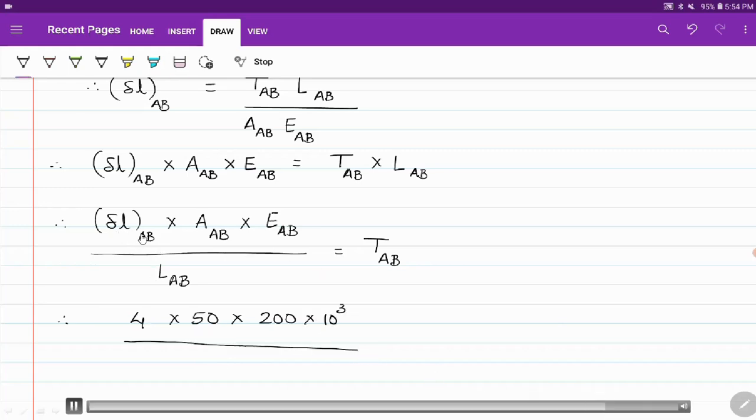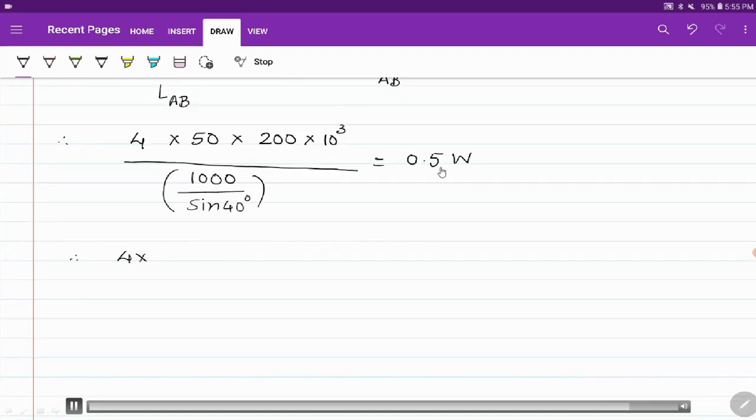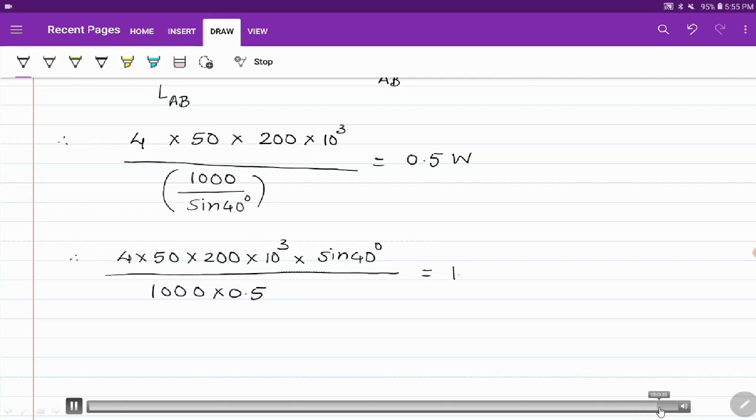Now delta L of AB is 4 mm, area of AB is 50, E of AB is 200 into 10 raised to 8, and the length of AB, as we have just seen, is 1000 divided by sine 40. This sine 40 will go in the numerator. So you will get the value of TAB. TAB is 0.5 W. Transfer this 0.5 to this side and sine 40 will go in the numerator. So we get the value of W as 51.4 into 10 raised to 3 Newton.